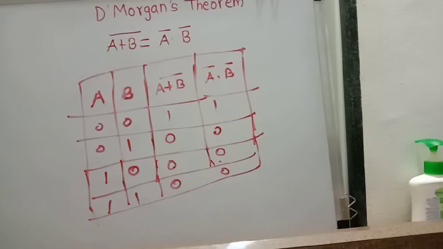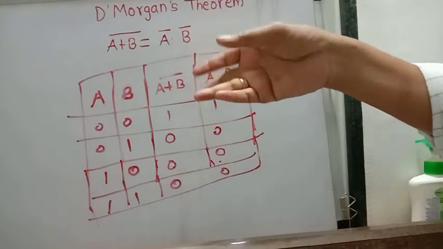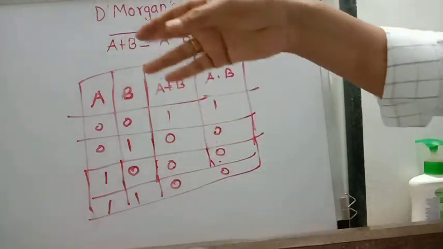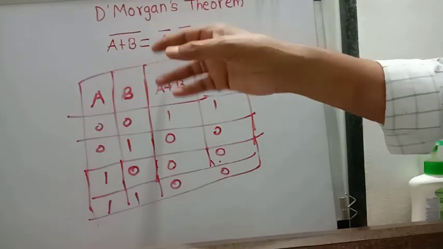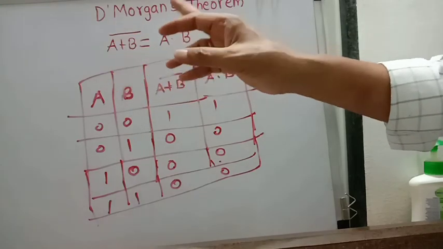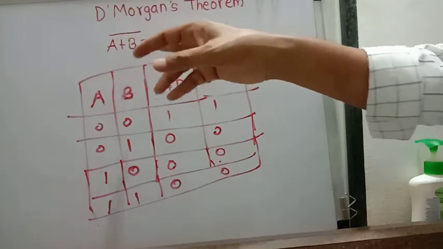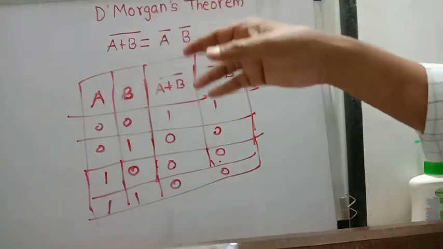So this is the first theorem. In this way, first theorem is verified. First theorem is we have to show LHS is equal to RHS for 4 conditions: when A is equal to 0, B is equal to 0; when A is equal to 1, B is equal to 0; when A is equal to 0, B is equal to 1; and for A is equal to 1 and B is equal to 1. We have to show LHS is equal to RHS.